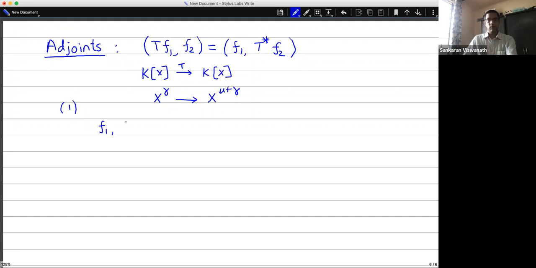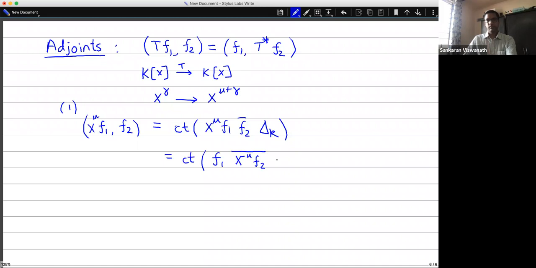If I multiply a given f1 by x to the mu and compute this, it is just the constant term of x to the mu f1 f2 bar delta. But to compute the adjoint, I should push this x to the mu into the second component. So I can think of the same thing as the constant term of f1 x to the minus mu f2 bar times delta k. In other words, multiplication by x to the mu has as adjoint multiplication by x to the minus mu. This is just a straightforward property of the constant term map itself.